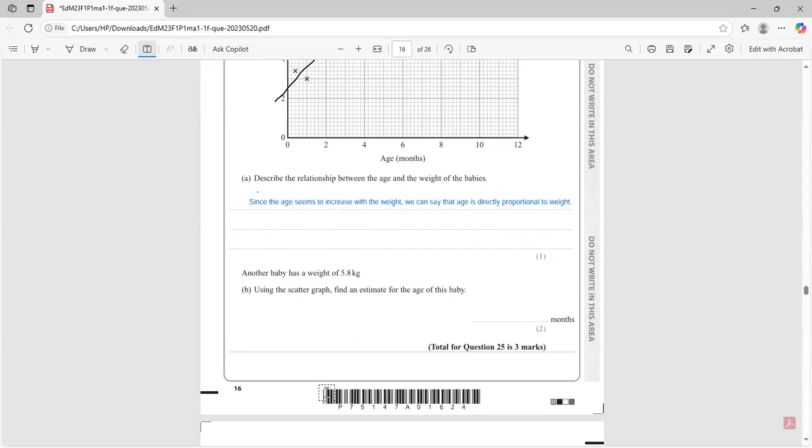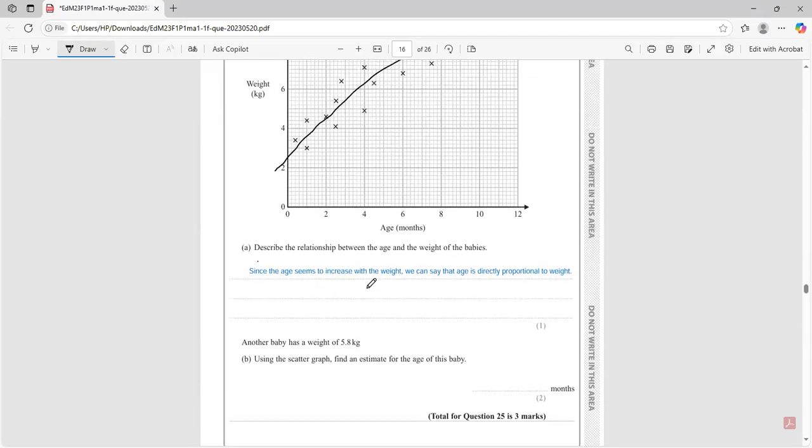Okay, so it looks like I could guess that they will ask for the line for this scatter graph, because without that line you can't answer this second question. It says another baby has a weight of 5.8 kilograms. Using the scatter graph, find an estimate for the age of this baby.